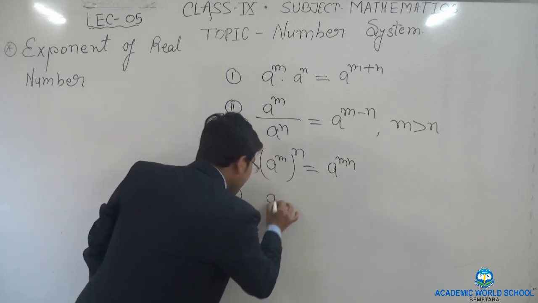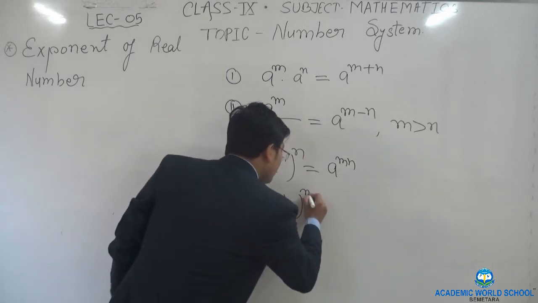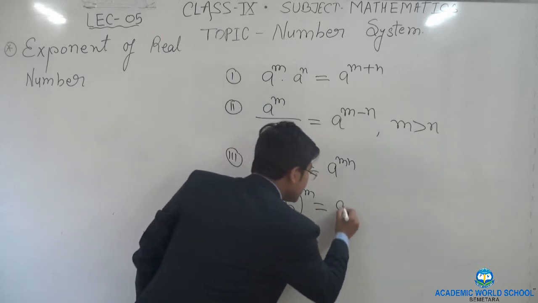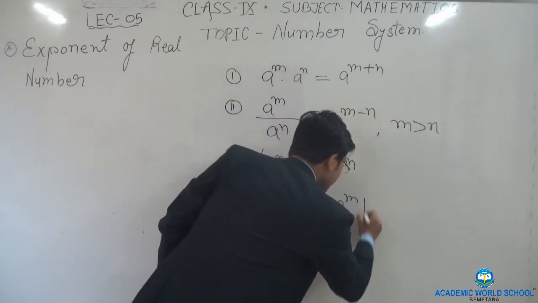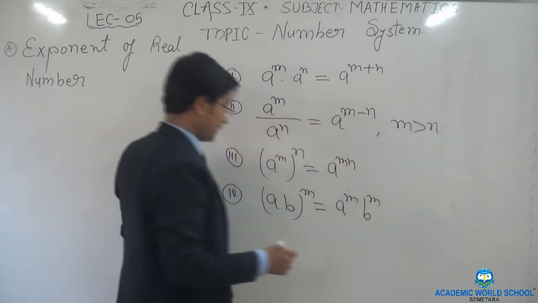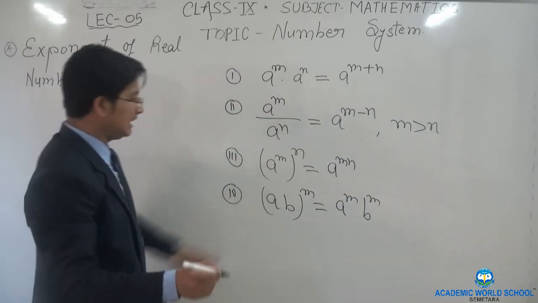if I am writing a into b and the whole power m, so this will be separately I have to write a to the power m, b to the power m. Okay, this is very simple. We can see, we can feel this.